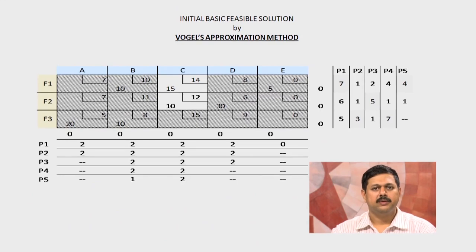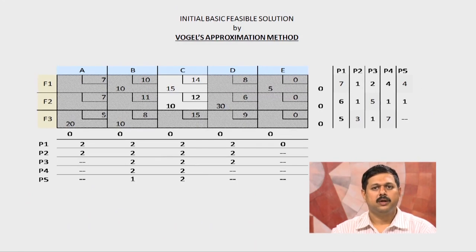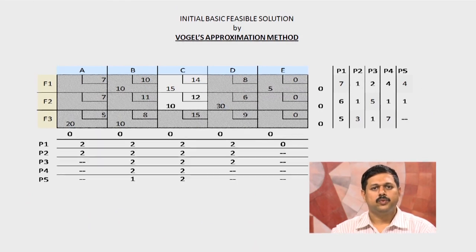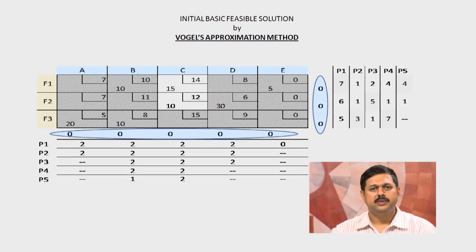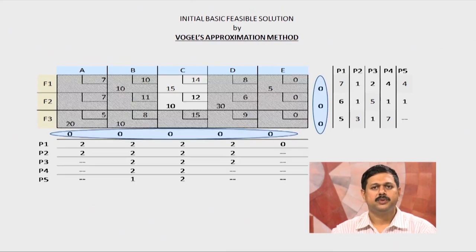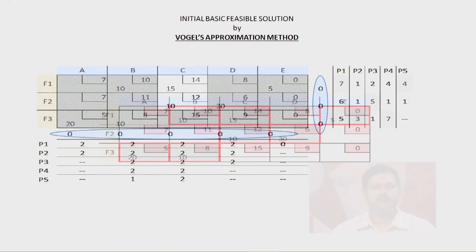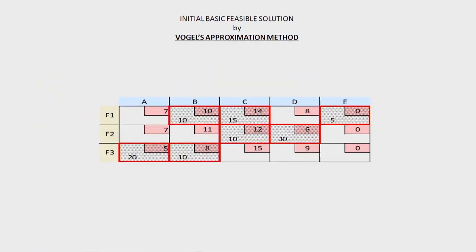Now, we find that all the resources are distributed to fulfill all the requirements. Hence, this gives the initial basic feasible solution by Vogel's approximation method. Therefore, the total cost as per the initial basic feasible solution is 790.